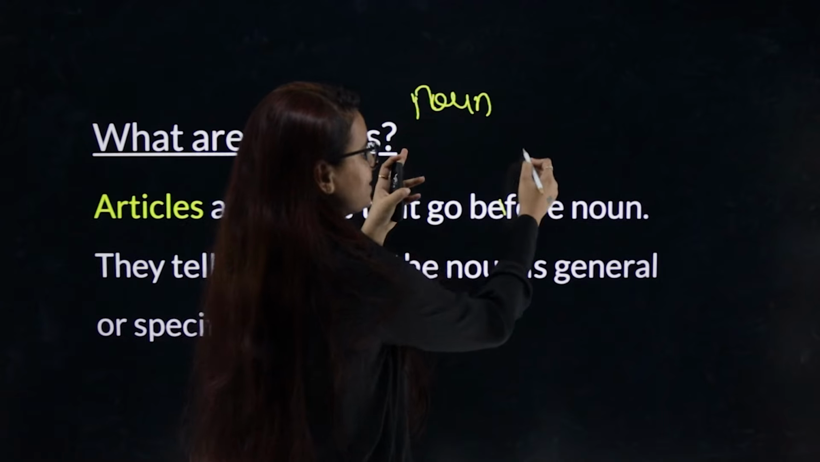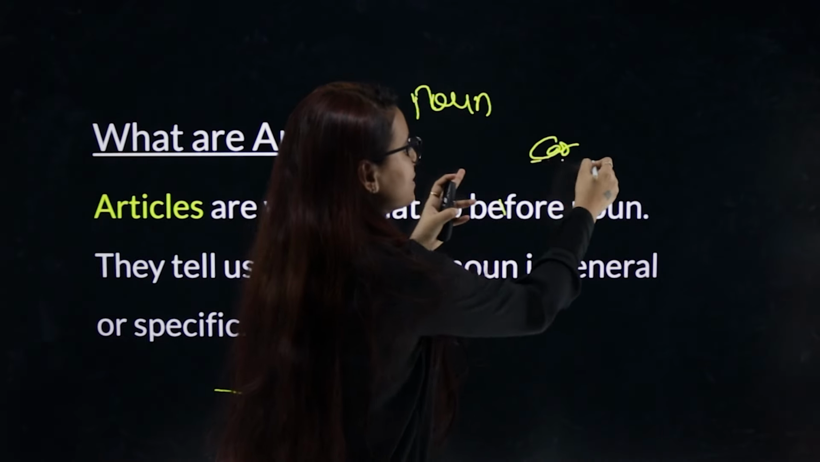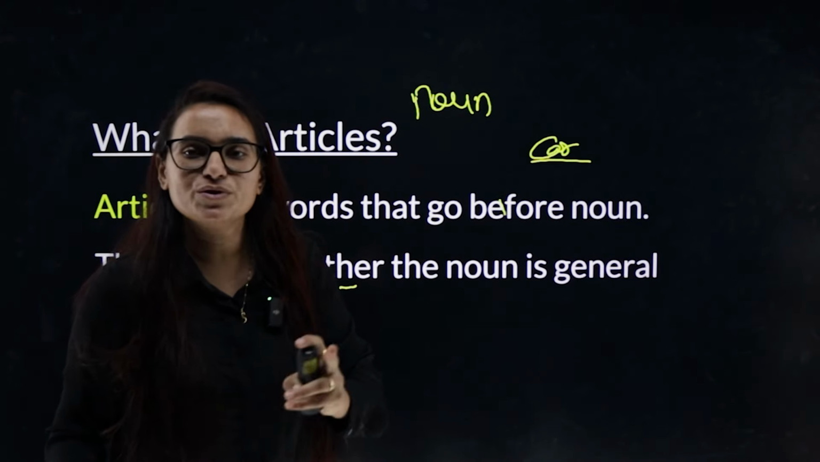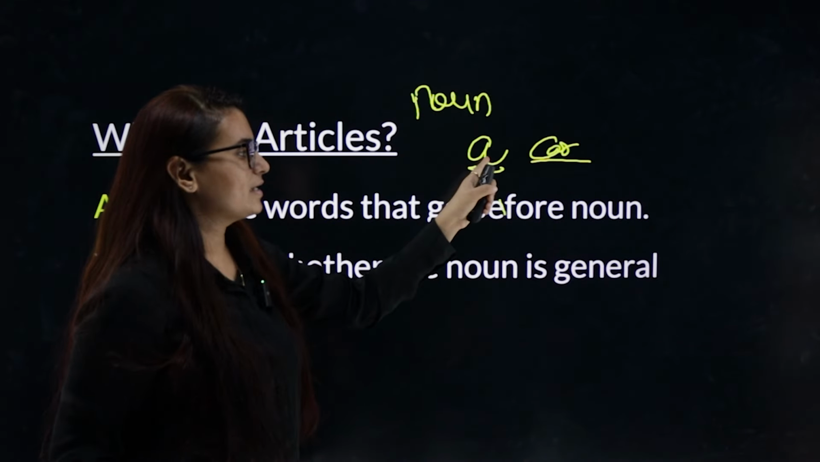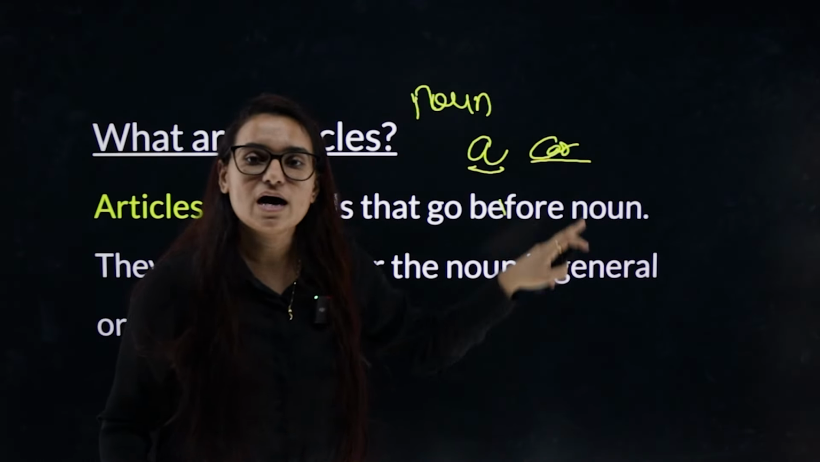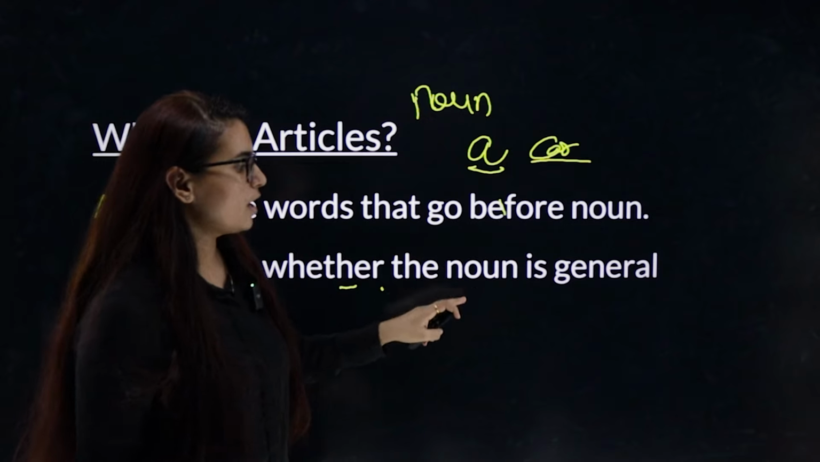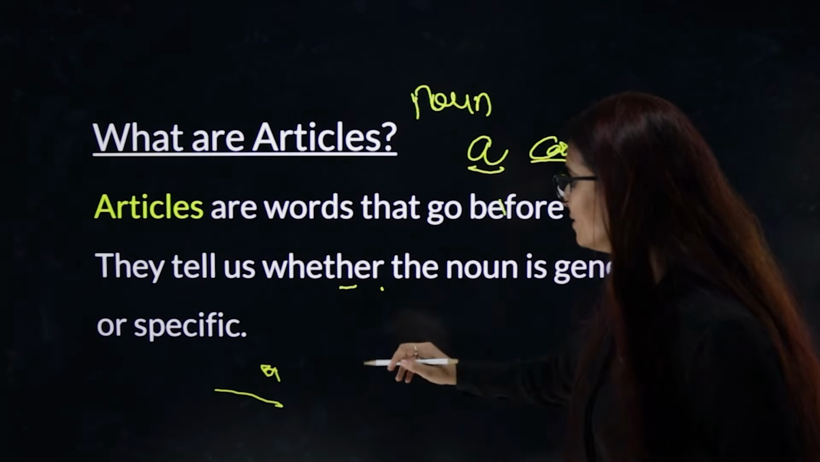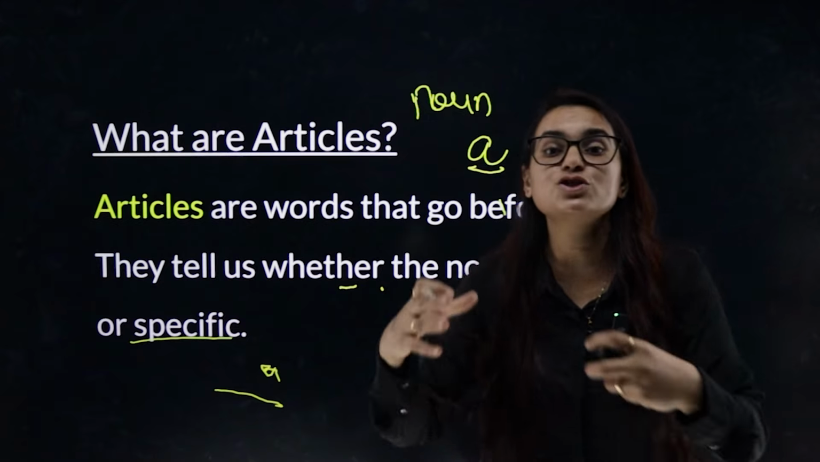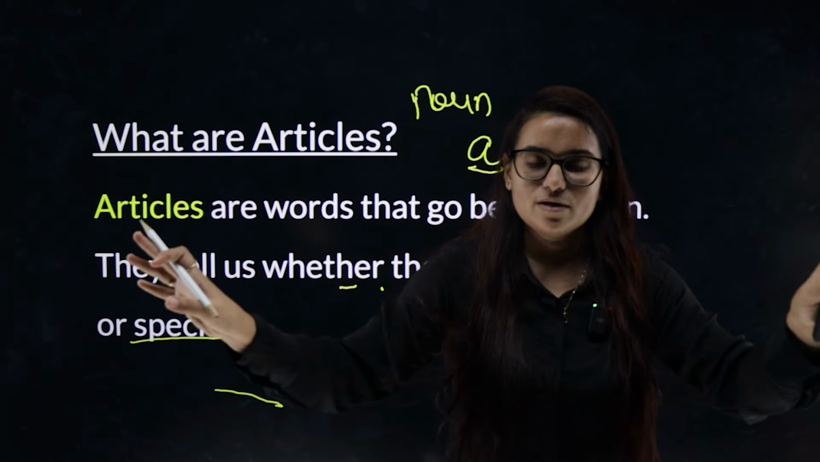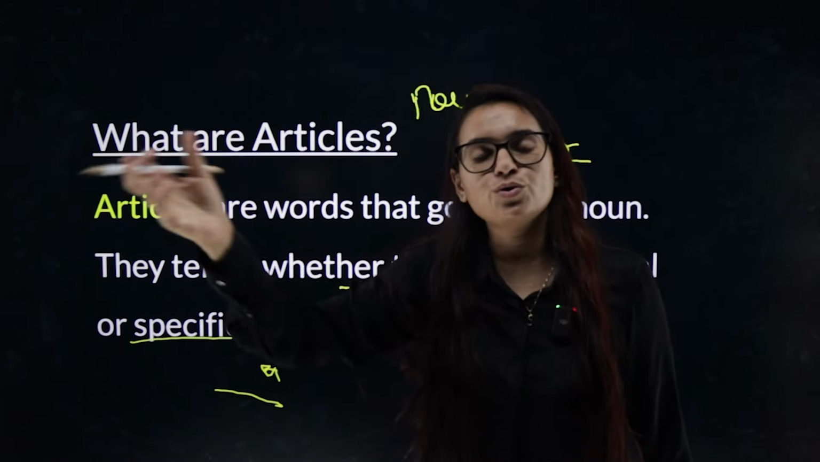For example, if I say car, this is a noun. A noun is a name of a person, place or thing. So when you say a car, this becomes an article, this becomes a noun. So articles are words which are put before a noun to tell us whether that noun is general or specific, whether it's unique or general, whether you know about it or you don't know about it.